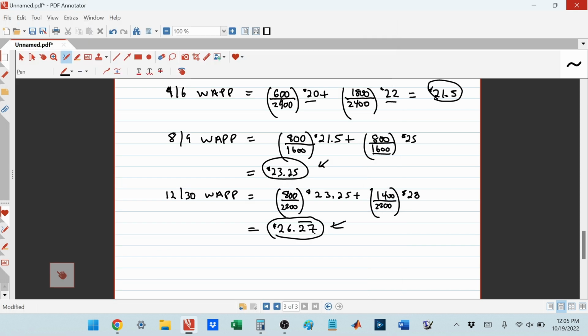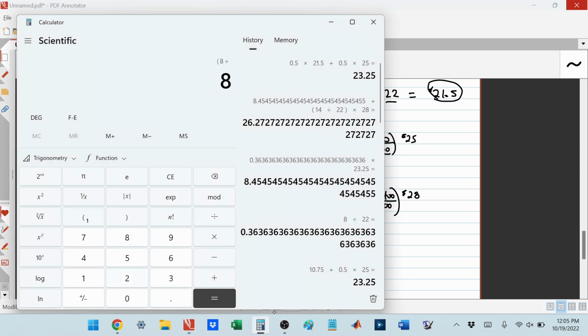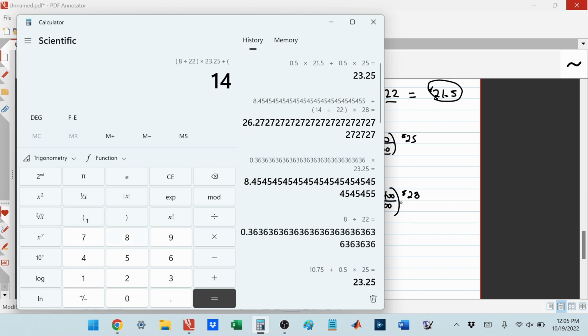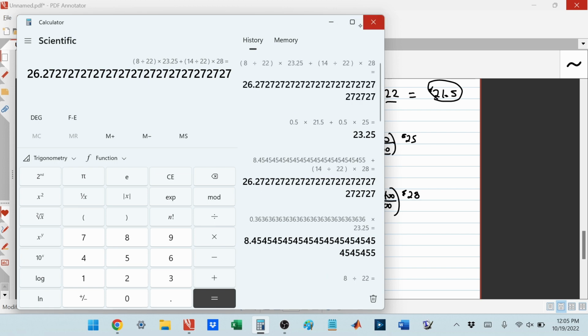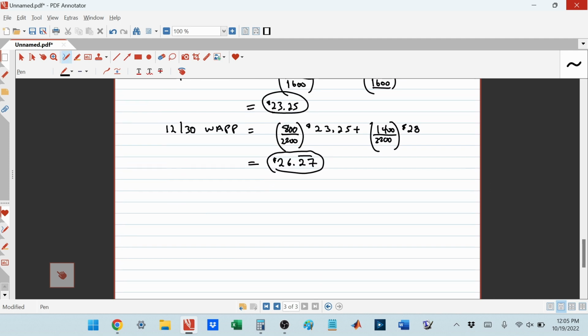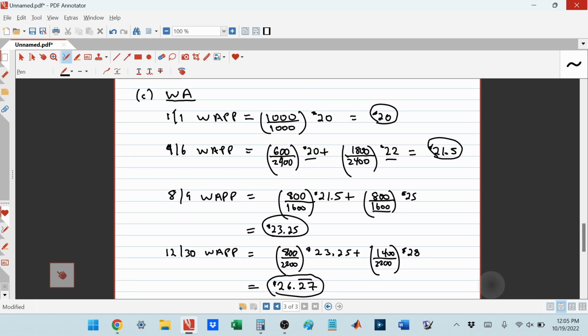Let me verify that this one's right again. So this is 8 over 22, same as 800 over 2200, times the 23.25 number, plus 14 over 22 times 28. 26.27, okay. So I'm confident that the WOPs are all correct. You got to be confident of that, otherwise you're just going to use the wrong numbers and everything's going to be wrong. So now we can compute the cost of goods sold under the weighted average method.